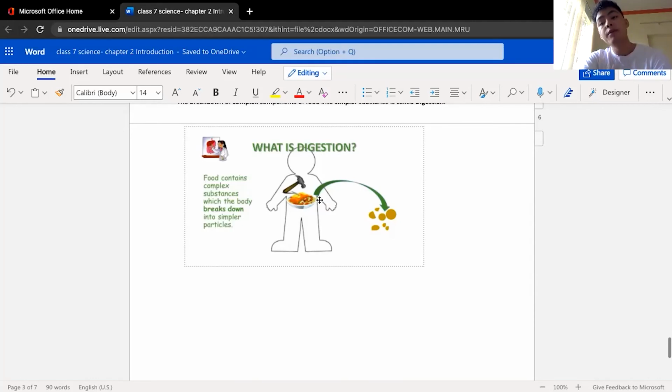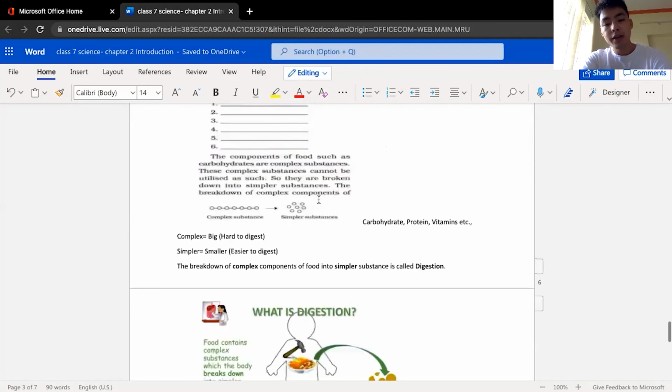It is making the food even smaller, and cutting it smaller. Then it has to go through another process, through acid. The food is being absorbed. And for that to happen, the food has to be very tiny, at a micro level. So here the same example is this complex substance.